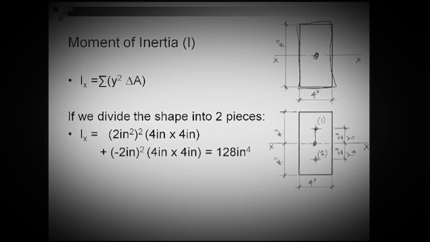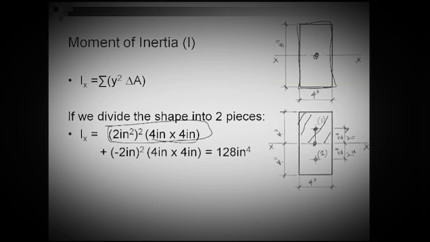Now, let's divide it into 2 and see where this leads us. Is it going to give us 0 or is it going to give us another value? And what is that value? Basically, we've got the area of segment number 1, which is going to be 4 by 4. This is my area. And the distance from the neutral axis to the center of this segment is going to be 2 inches. So I've got 2 inches squared.